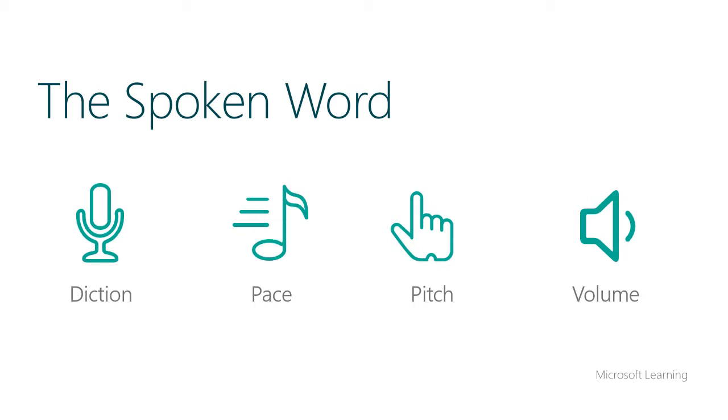And we'll be focusing on 4 key aspects of the spoken word, most namely diction, which refers to the style or choice of words of the speaker, pace, or how quickly or slowly the presenter speaks, pitch, which refers to the musical rise and fall of the voice, and, of course, volume, which simply refers to how loud or soft the presenter is speaking at any given moment.